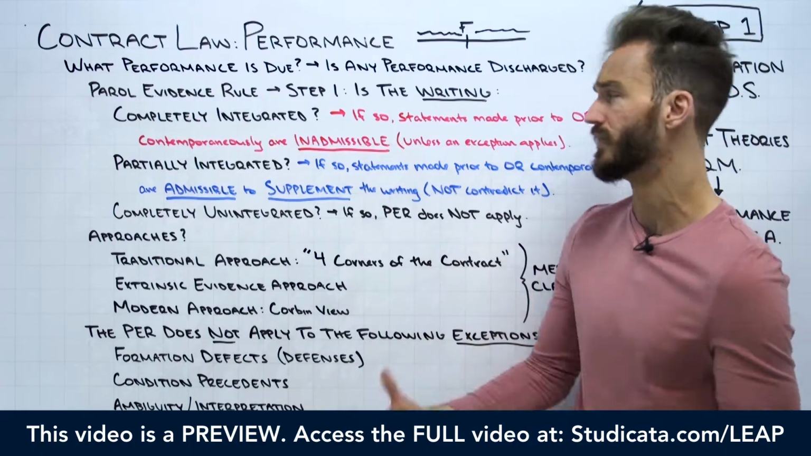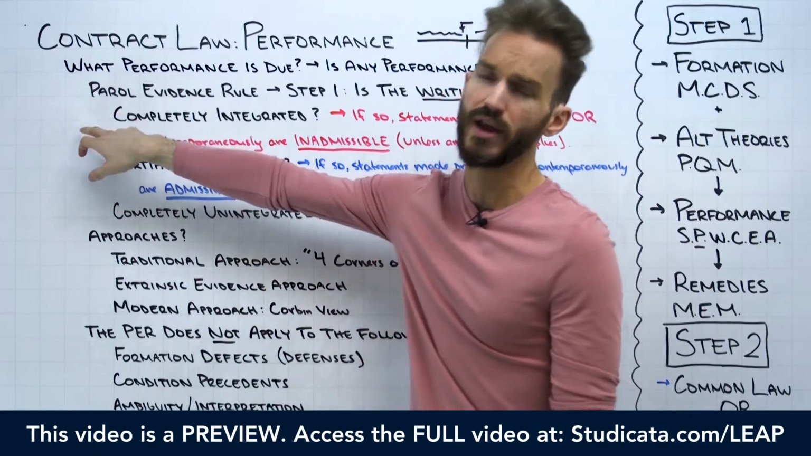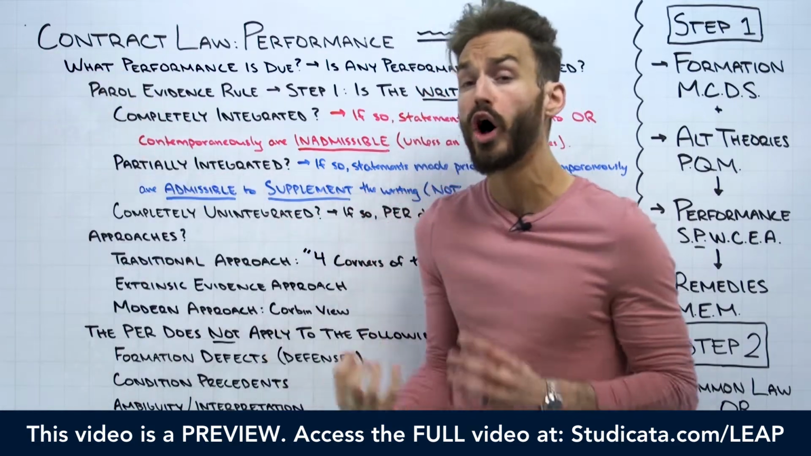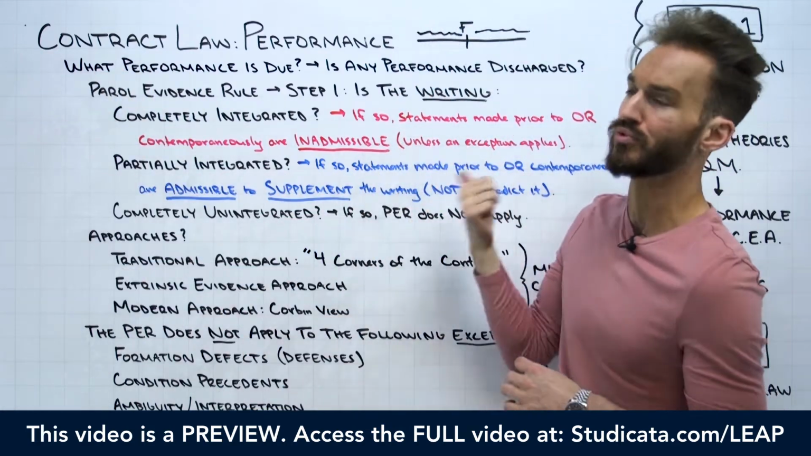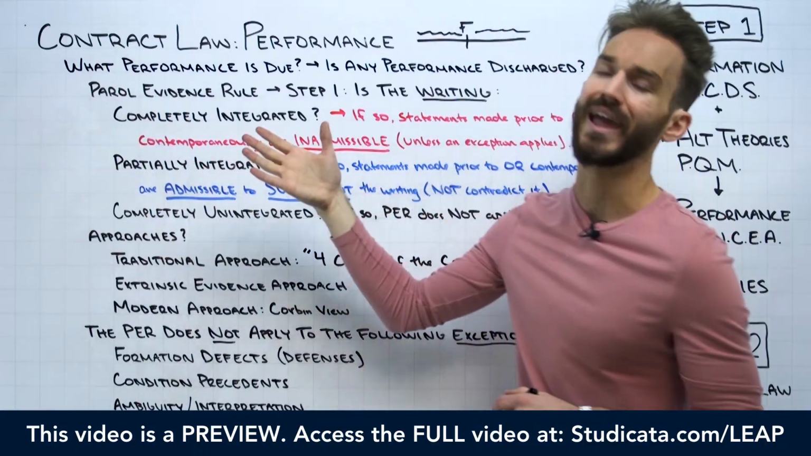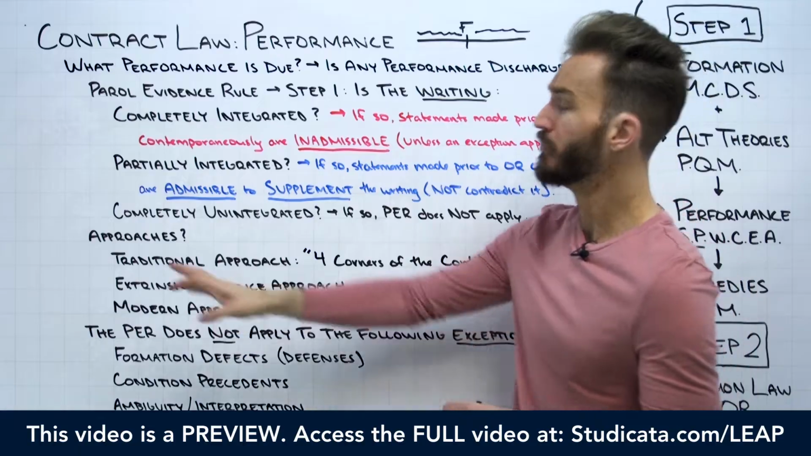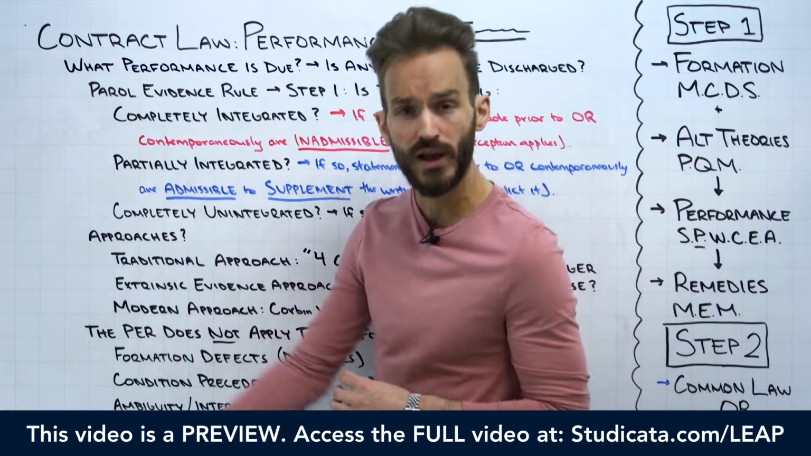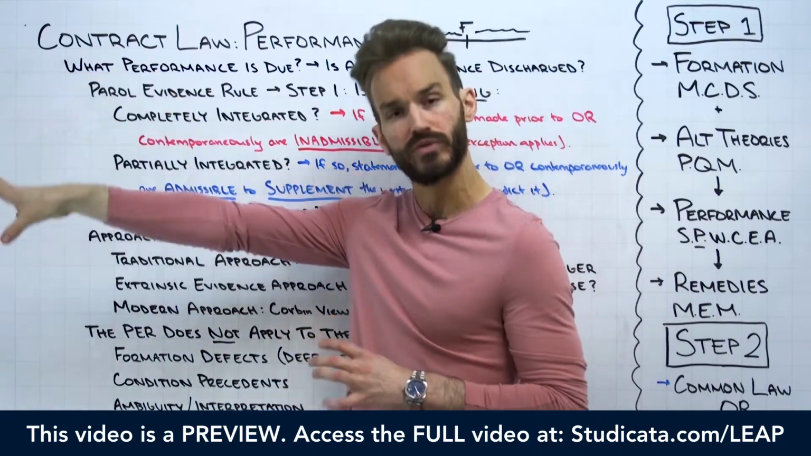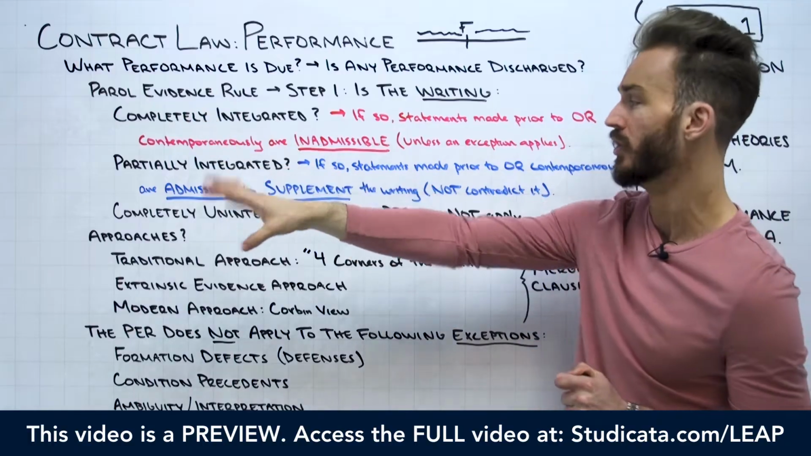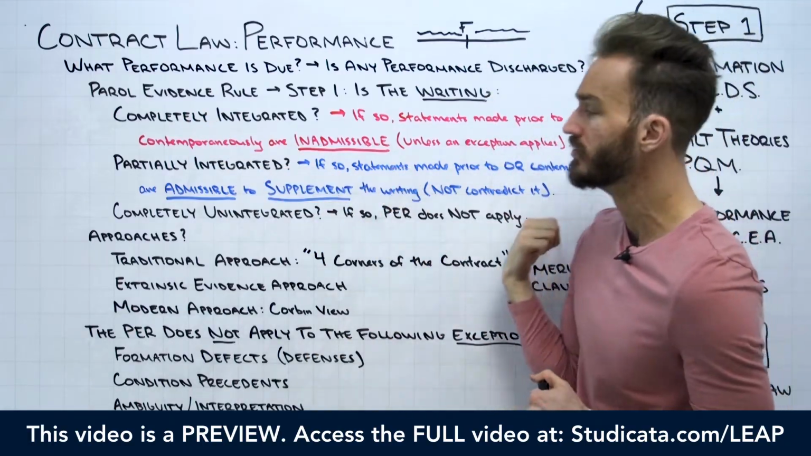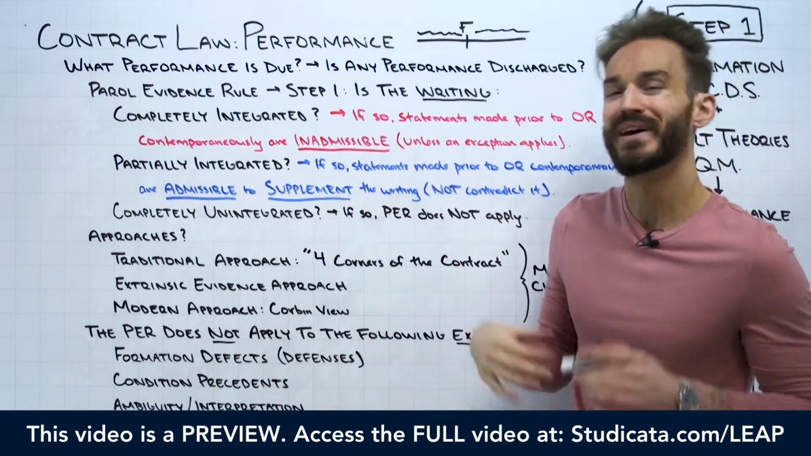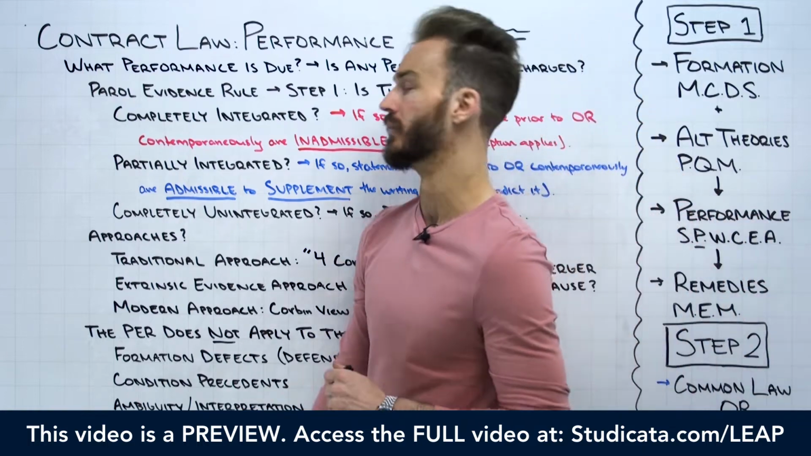But the starting point rule is very easy, right? If we have a completely integrated writing, a writing that the parties intended to be the final expression of their agreement that sets forth all the terms of the agreement, then any statements made prior to or contemporaneously are inadmissible unless an exception applies. Now, if we have a partially integrated writing, a writing that the parties intended to be the final expression of their agreement, but that fails to set forth all of the terms of the deal, it only sets forth some of the terms, then we're going to say statements made prior to or contemporaneously with the writing are admissible to supplement the writing, but not to contradict the writing, right?